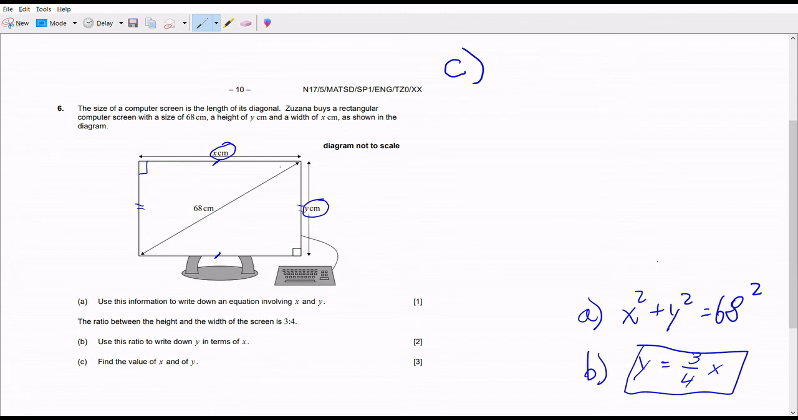Now, much like any other problem and in IB in general, for part C, you probably want to use information you got from parts A and B. Okay? So, in part A, we have an expression that has two variables, x and y. And in part B, we have a y equals something, right? So we can substitute the y equals something into the first formula.